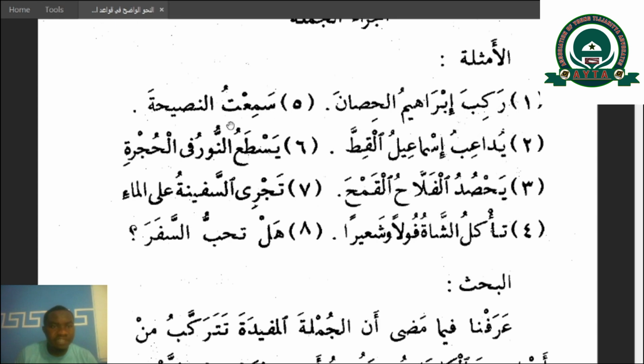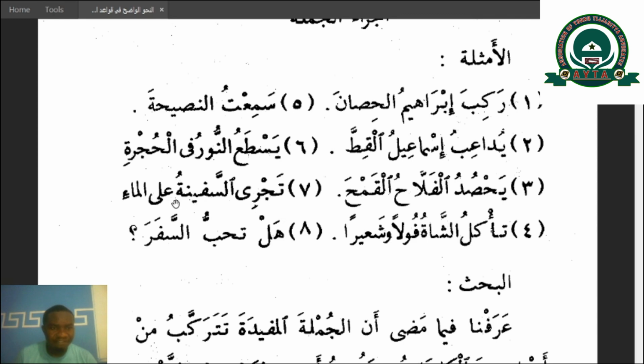Number 5. Sami'tu an-nasiha. Sami'tu is from sami'a, to hear. Sami'tu an-nasiha, I heard the advice. Yasta'u an-nuru fil hujrati. Light is shining in the room. Yasta'u, we can say beam or to shine. So we can say light is shining in the room or light is beaming in the room. Al-hujra is al-ghurfa, room.